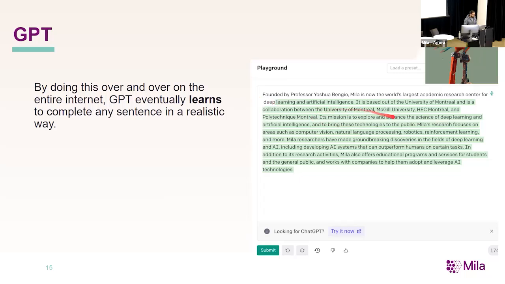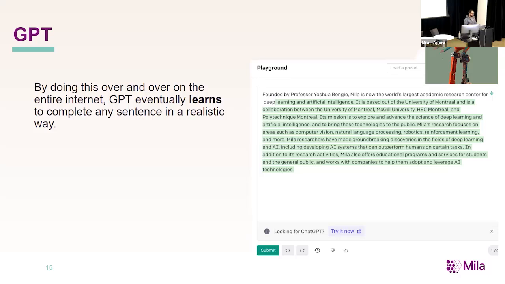But it says essentially founded by Professor Bengio, Mila is a research center for deep learning and artificial intelligence. It is based out of the University of Montreal and is a collaboration between the University of Montreal, McGill University, HEC Montréal. Its mission is to explore and advance the science of deep learning, et cetera, et cetera. Now, this is not on the Mila website, but most of this information is actually probably very correct, right? And where does this information come from? Pretty much everything that it's seen during its pre-training, and it's now able to just parrot out the rest of it. And at its core, this is all that GPT does. It's given a bunch of data during pre-training and then tries to predict the next word.